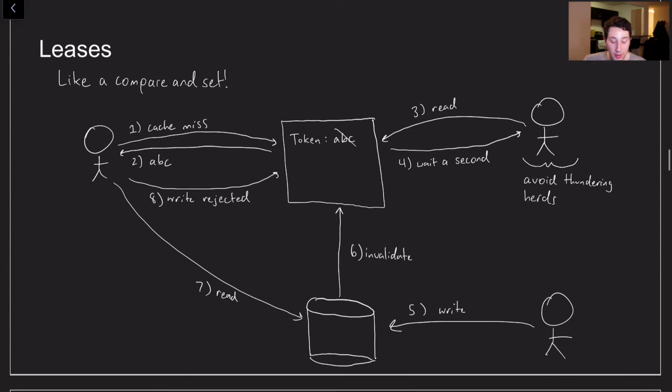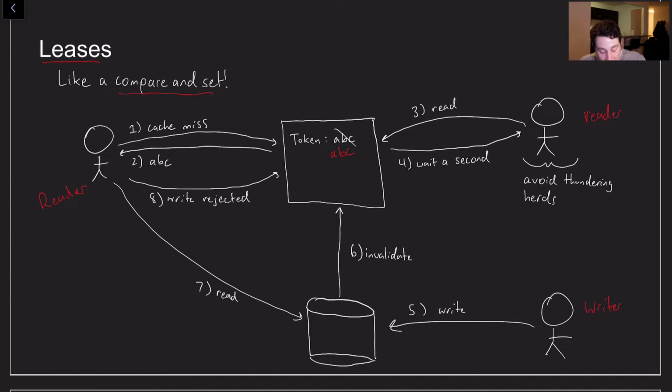The mechanism that we use in Memcache to do so is something known as a lease. A lease, very simply put, is basically like a compare and set, and the cache is going to return it. But let's go ahead and describe it. So again, over here we've got one reader. Over here we've got another reader, and over here we've got a writer.